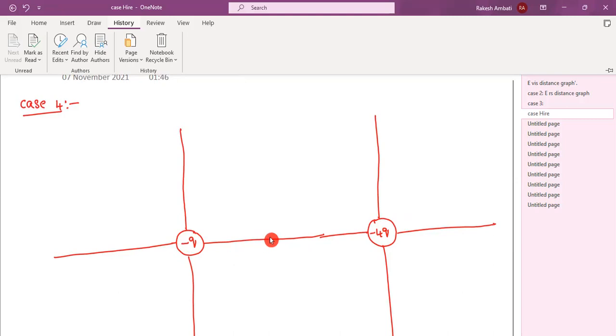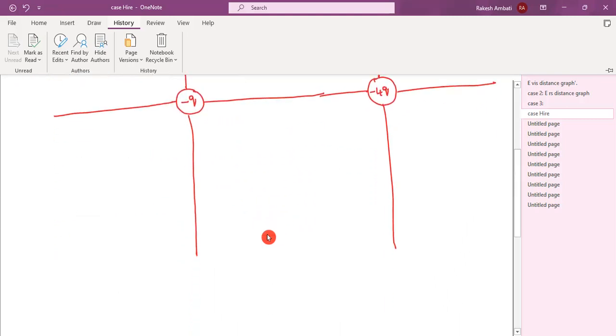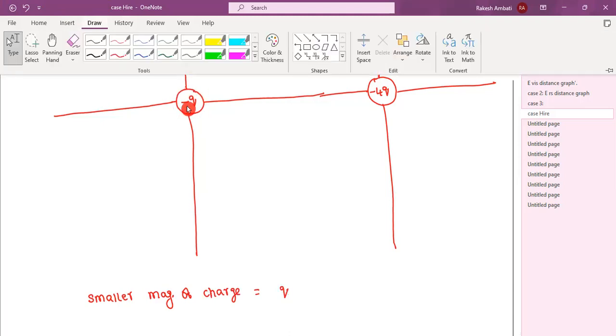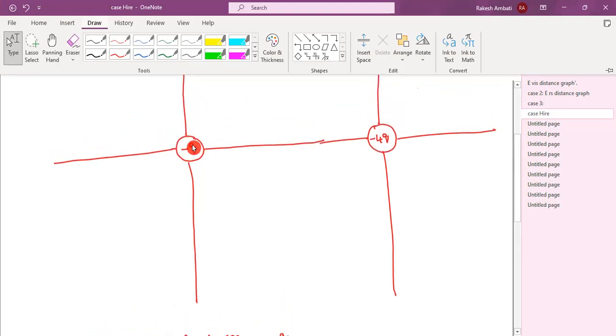So that is the first point. Null point will be formed in between the charges. The second one is, we have to consider magnitude. So what is the smaller magnitude of the charge? Minus Q means the magnitude of the charge is Q. So the smaller magnitude of the charge is this Q.